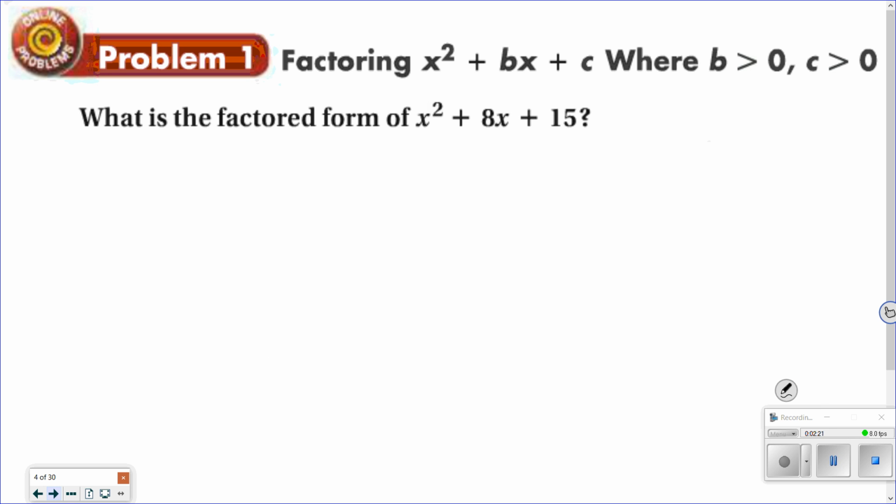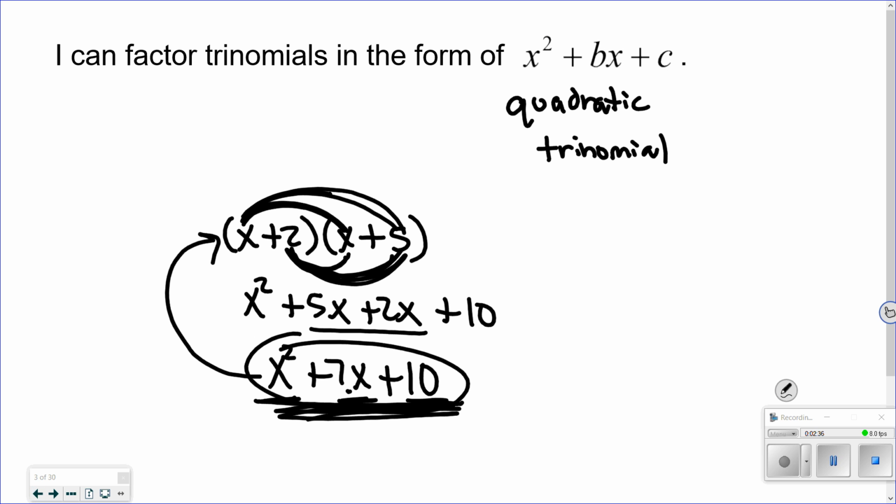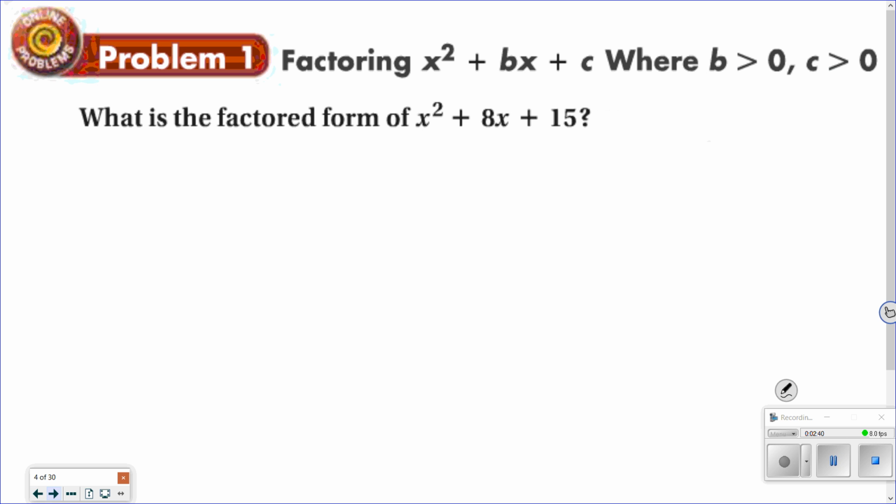It's x squared plus 8x plus 15, and I want to factor it. Check for a GCF first. There aren't any common factors. So the next thing we're going to do is try factoring it. We're going to think back to what we did here. We have these two sets of parentheses, and you had a binomial times a binomial. We're going to try just thinking backwards, so we're going to do two sets of parentheses.